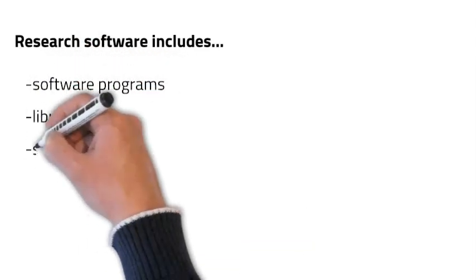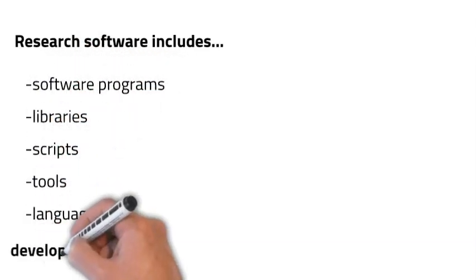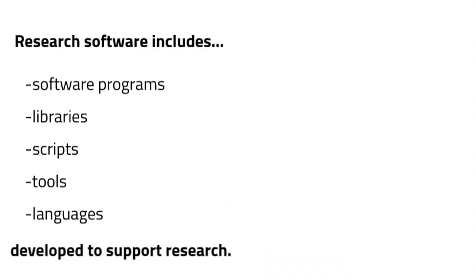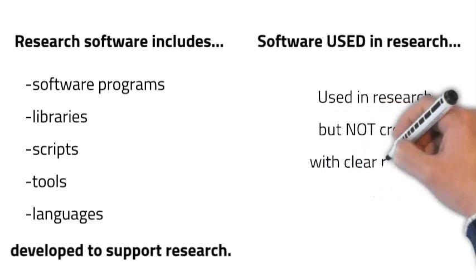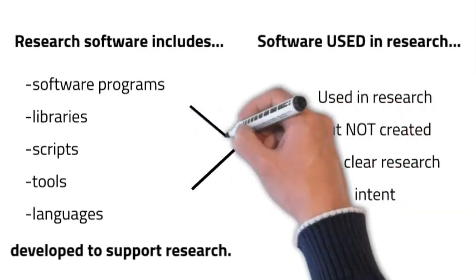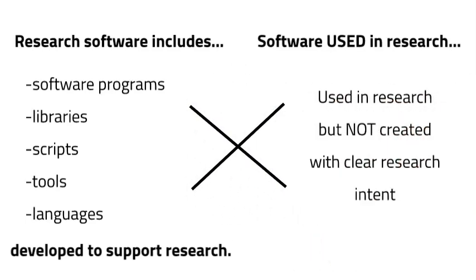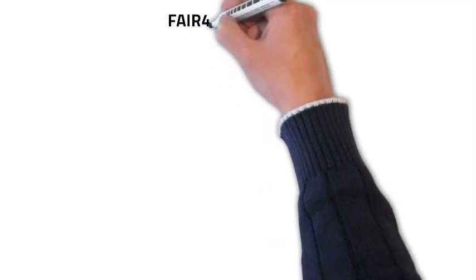Research software includes software programs, libraries, scripts, tools, and languages developed to support research. However, software used in research, but not created with clear research intent, is different. Examples of these would be a spreadsheet, word processing application, or a general statistical analysis package. This distinction can vary between disciplines.